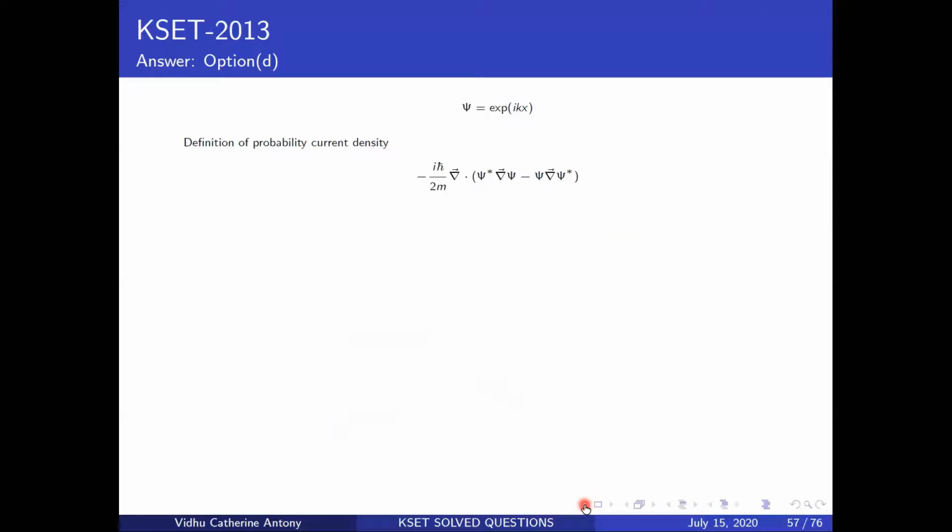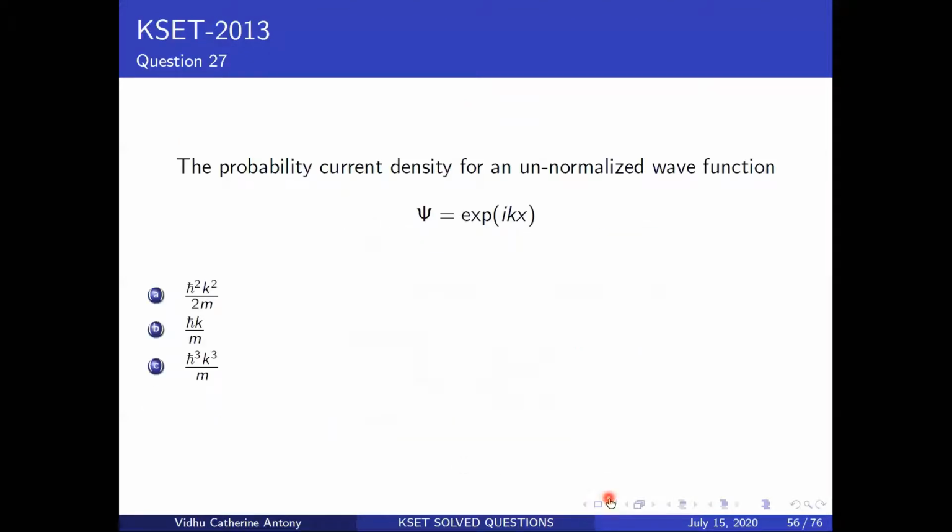Okay, so now let's look back at the options. What did you get? Here you got a 0. So that's option D.